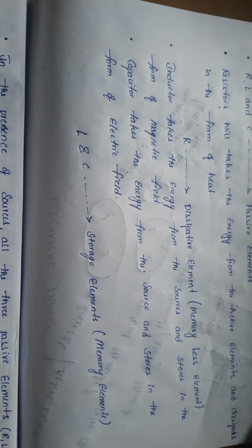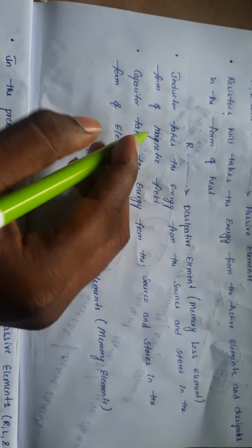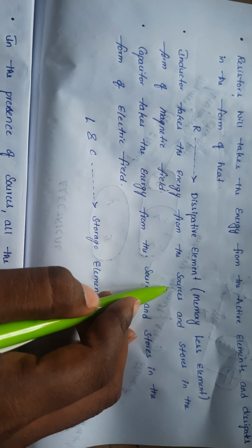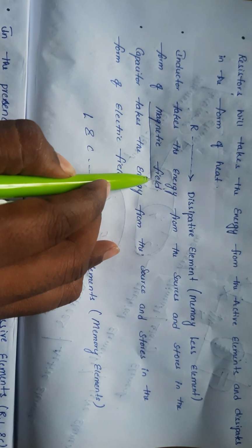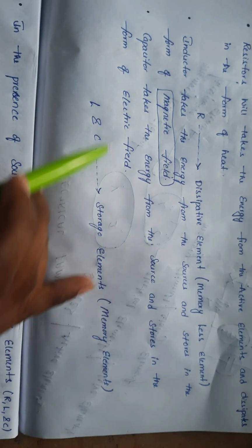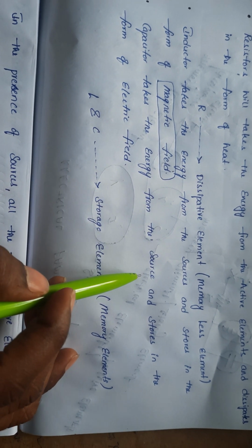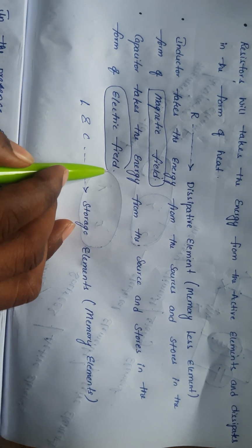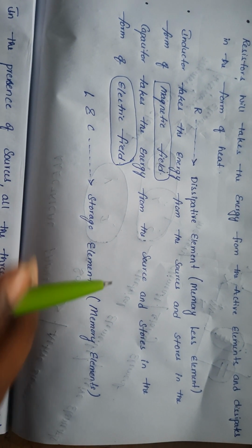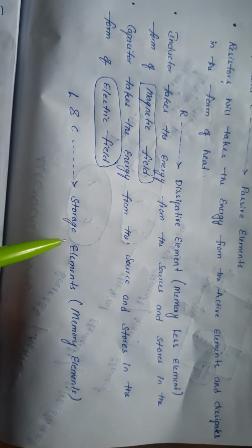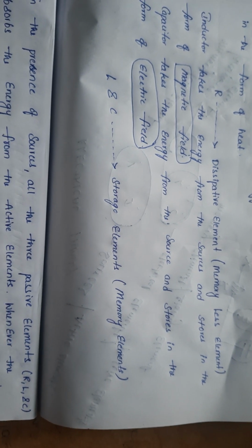Inductor takes the energy from the sources and stores it in the form of magnetic field. ఇండక్టర్ ఎనర్జీ తీసుకుంటుంది సోర్సెస్ నుంచి, అంటే యాక్టివ్ ఎలిమెంట్స్ నుంచి, అండ్ స్టోర్స్ ఇన్ ది ఫార్మ్ ఆఫ్ మ్యాగ్నెటిక్ ఫీల్డ్. Capacitor takes the energy from the source and stores it in the form of electric field. కెపాసిటర్ ఎలక్ట్రిక్ ఫీల్డ్లో స్టోర్ చేసుకుంటుంది, ఇండక్టర్ మ్యాగ్నెటిక్ ఫీల్డ్లో. L and C are storage elements, memory elements.